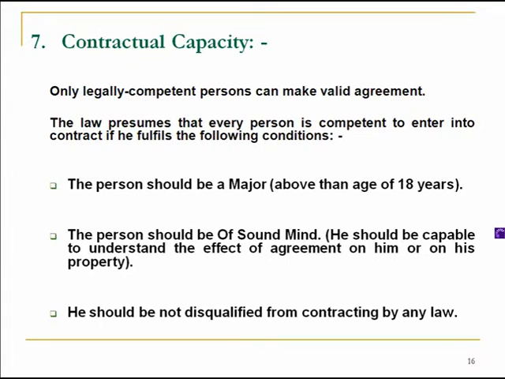So you always require three categories to have contractual capacity, or to be known as a competent party. First, both the parties should be above 18 years of age. Secondly, they should be capable of understanding the legal effects. And third, they should not be disqualified by any other law from making a deal.